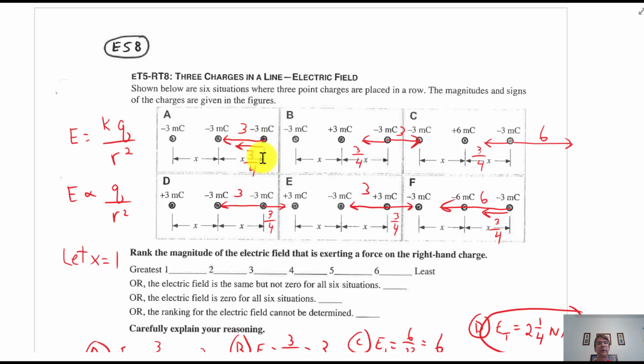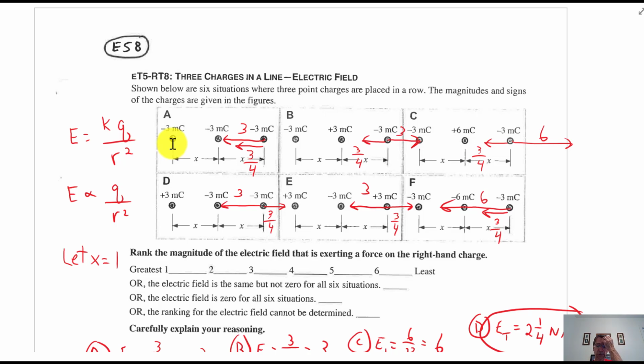So what I've done here is, in the diagrams, I've done all the preliminary work. The equation is E equals kq over r squared, the electric field generated by a point charge. And then I simplify it because all of these have the same k, but they have different r's, or different distances. But if I say let x equals 1, the basic premise here is this. If I look at far left to the right, that's a distance of 2x. Right? When you have double the distance, you're going to have 1/4 the field.